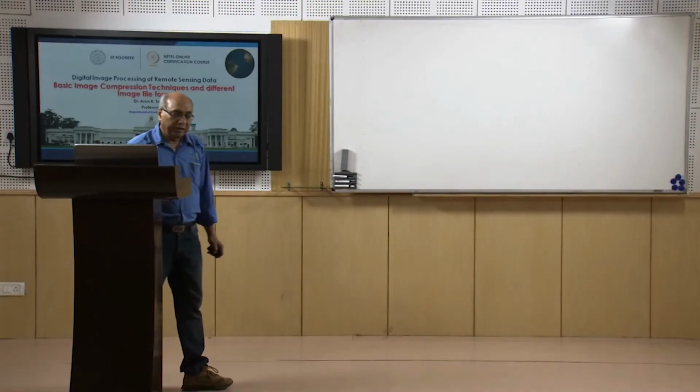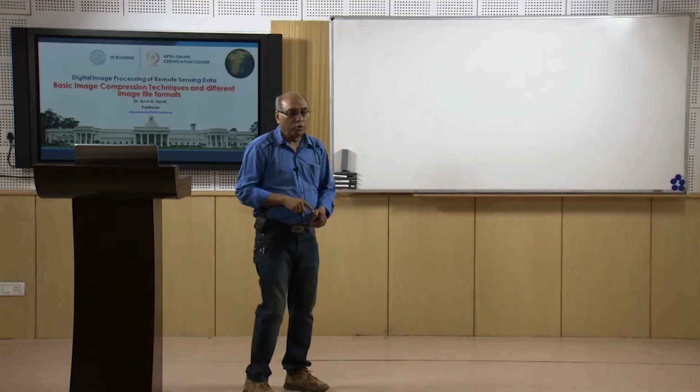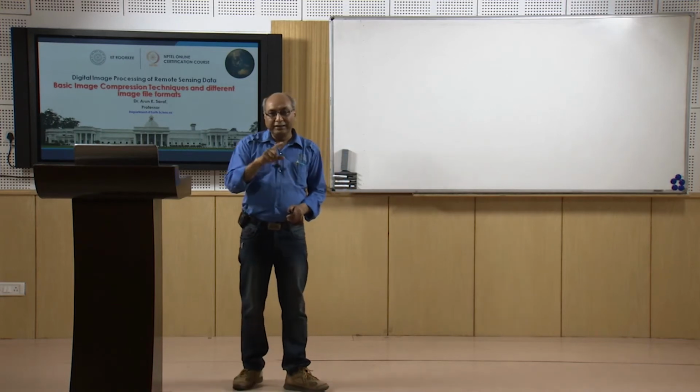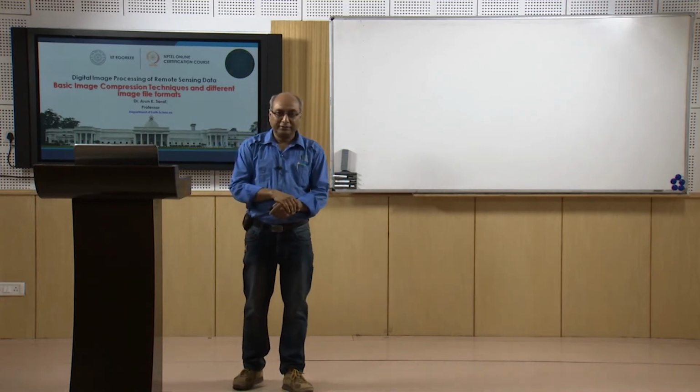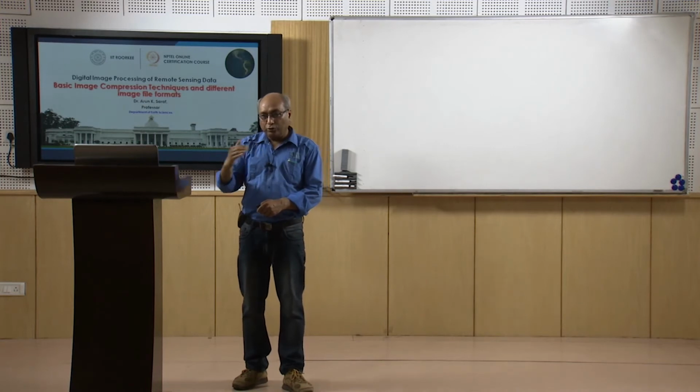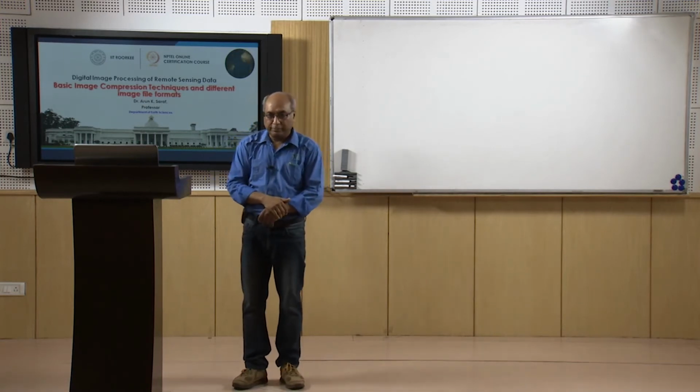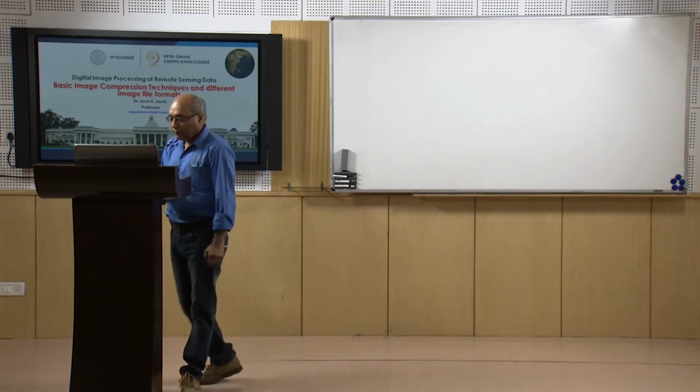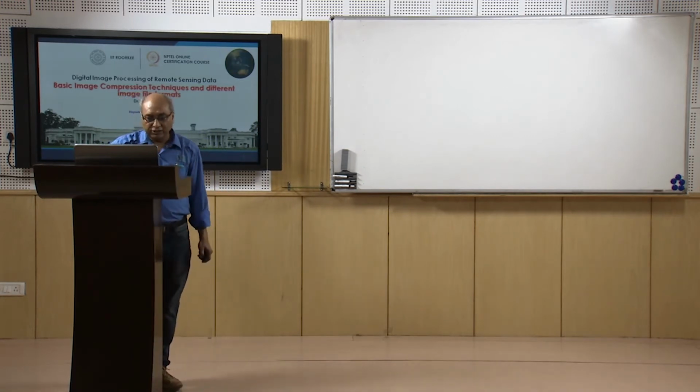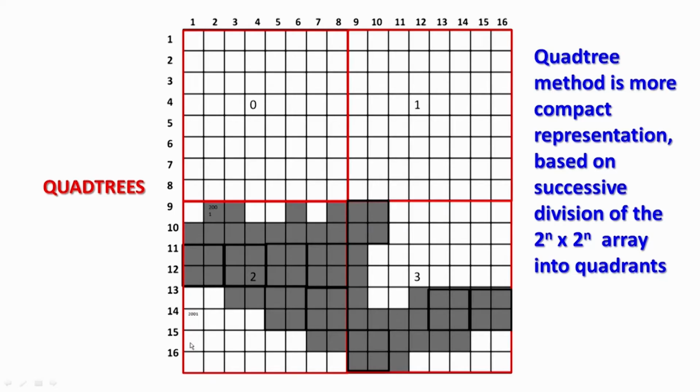So each area, if it is not homogeneous, is divided into 4 quadrants, and this division goes on till you reach the unit level. Now in this example, we have taken a 16 by 16 pixel binary image. What we are seeing here is that in order to code this shaded area, first this whole image is divided into 4 quadrants, and 4 codes are assigned to each quadrant.